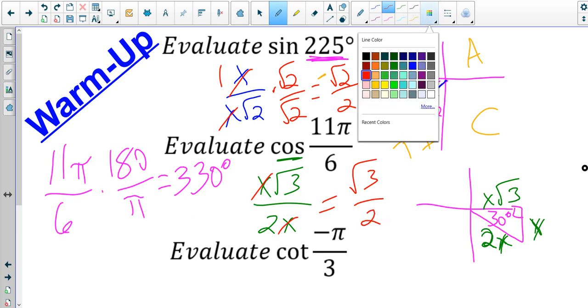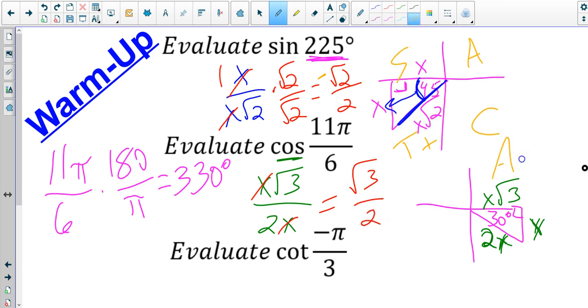Once again, we remember at the end to double check all students take calculus, and down here in quadrant 4 the cosine is positive, so our answer is just the square root of 3 over 2.